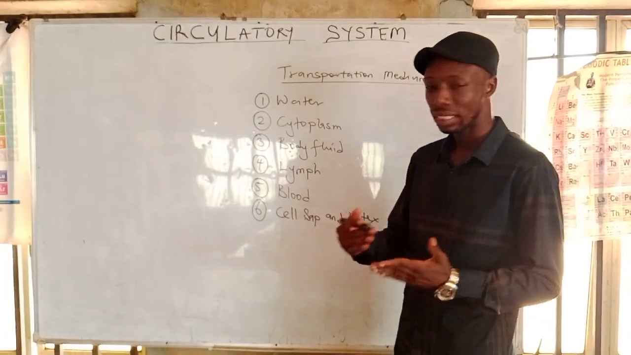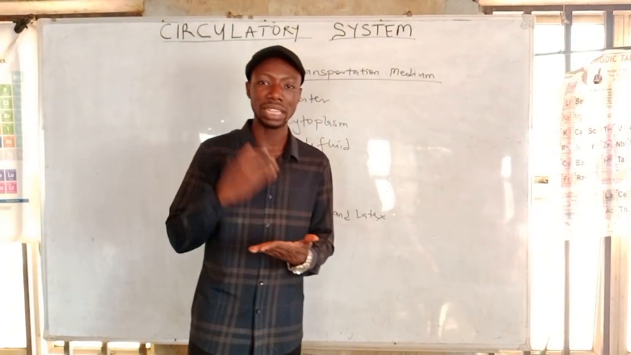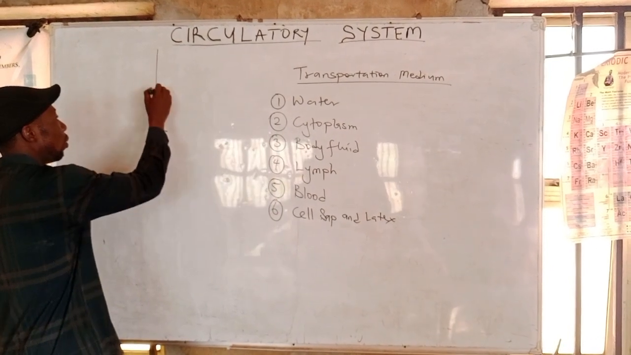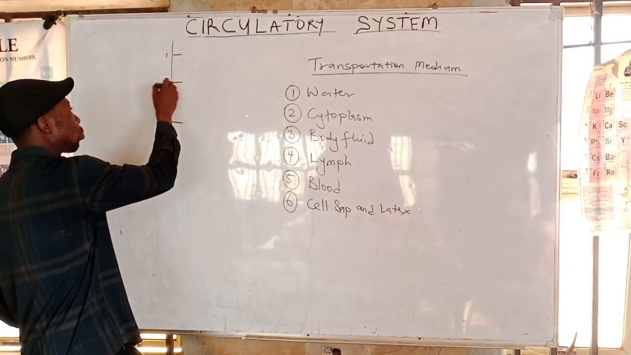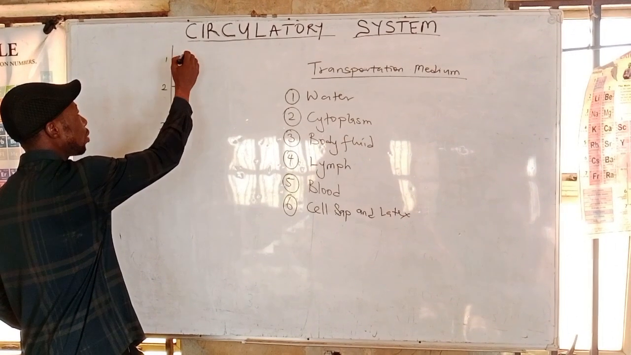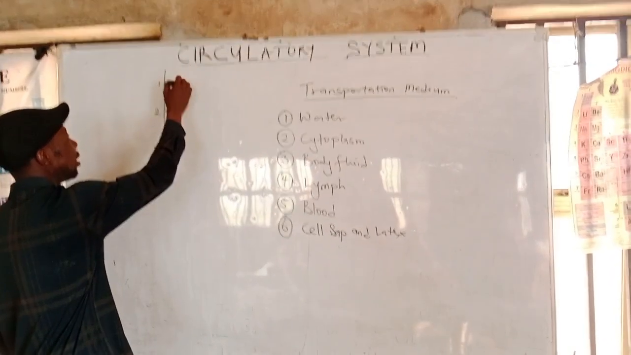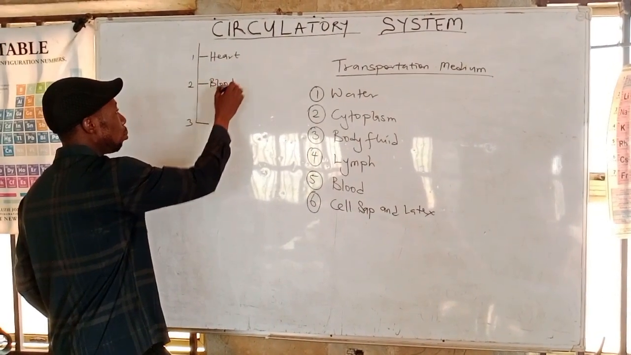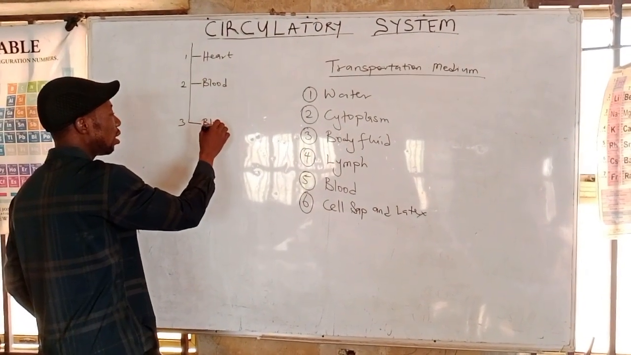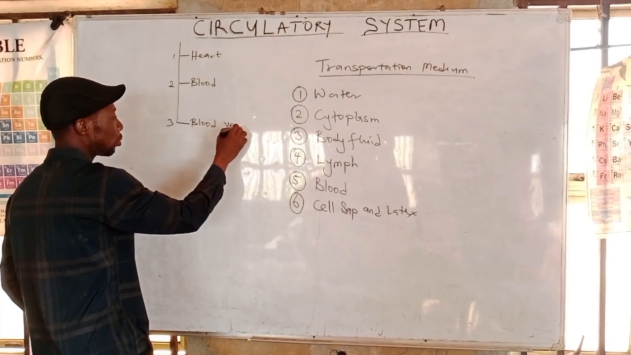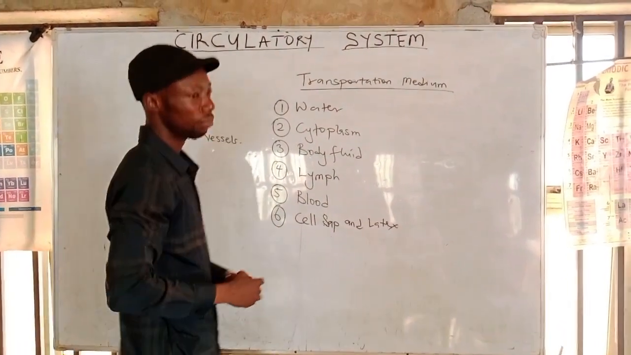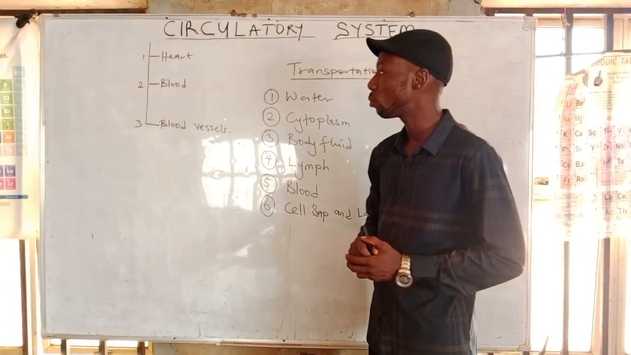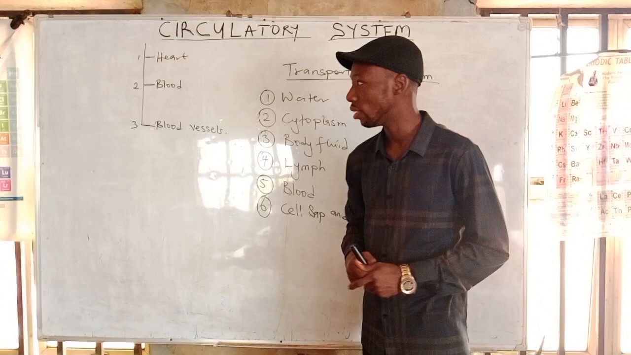Now the next thing we're going to look at. The topic I'm going to categorize into three different parts for better understanding. And with this, we're going to tackle every problem you should be encountering in your exams. The first one here is the heart. Secondly, here we have the blood. Then here we have the blood vessels. These are the different parts I categorized the topic into, which I'm going to discuss today.